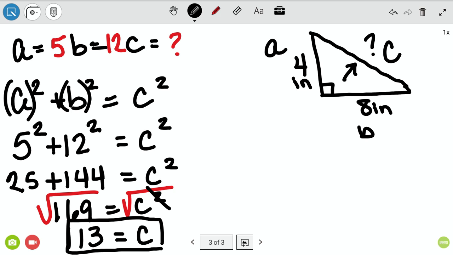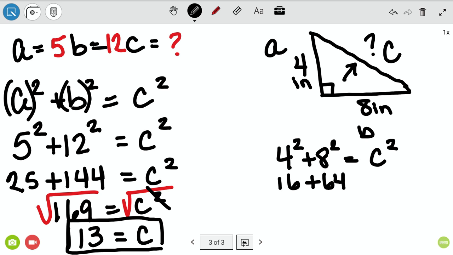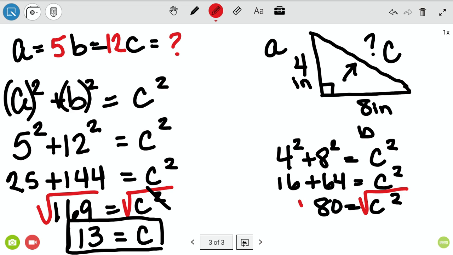So we're going to plug it into A squared plus B squared equals C squared. So we're going to have 4 squared plus 8 squared equals C squared. And we don't know what C is yet, but we have to put C squared because that's part of the equation. A squared plus B squared equals C squared. Now we're going to square A, and we get 16. And we're going to square B, and we're going to get 64. And we're going to leave C squared alone because we don't know that yet. 16 plus 64 is 80 equals C squared. Well, now I'm to the part where I need to take the square root of both sides.